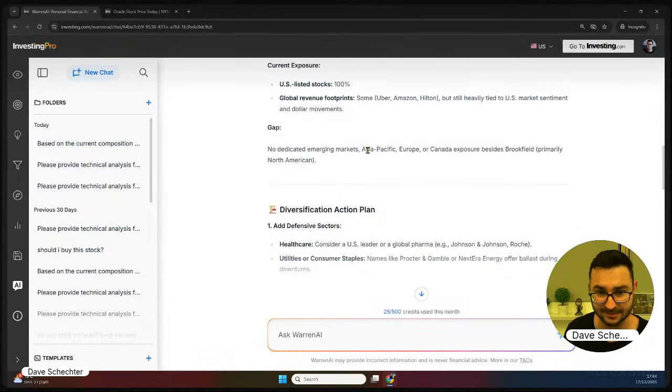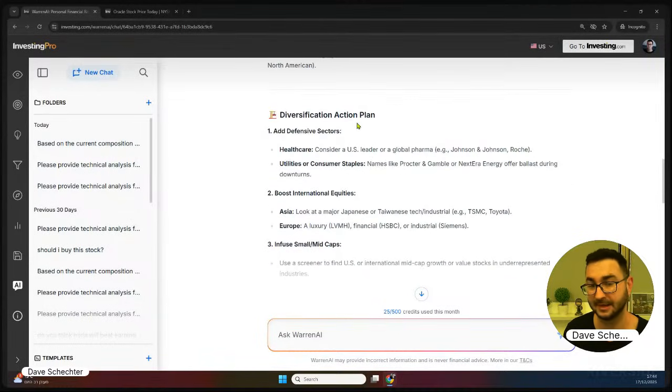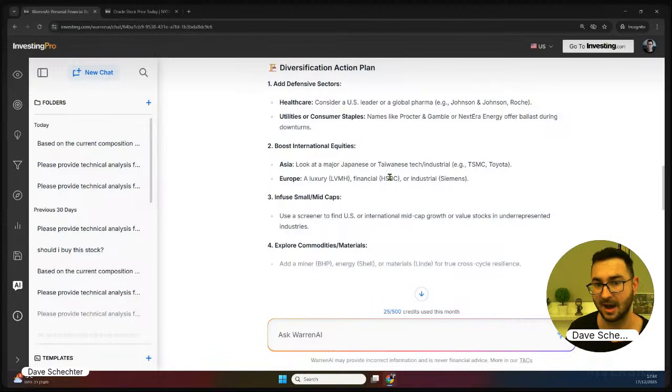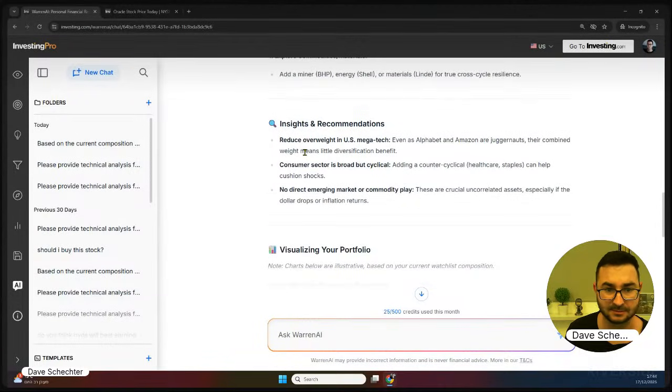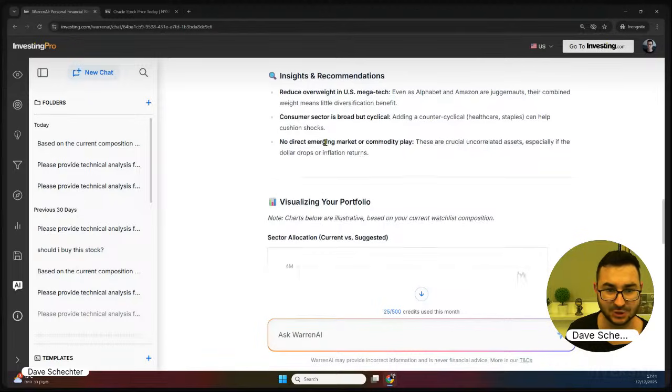There's no emerging markets like Asia Pacific and Europe, and it gives you a diversification plan. It's telling you to add healthcare or utilities and consumer staples. Look globally to diversify. Also add some small and mid caps. Gives you insights and recommendations.